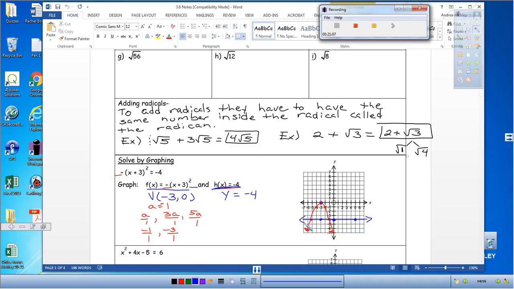Where y is -4. Okay, so when we're solving this equation, I'm looking for a value for x that'll make this equal to -4. So what are my values for x when it's -4 for y? -5. So right here, it looks like it's -5, right? It crosses at -5. So when x is -5, y is -4.